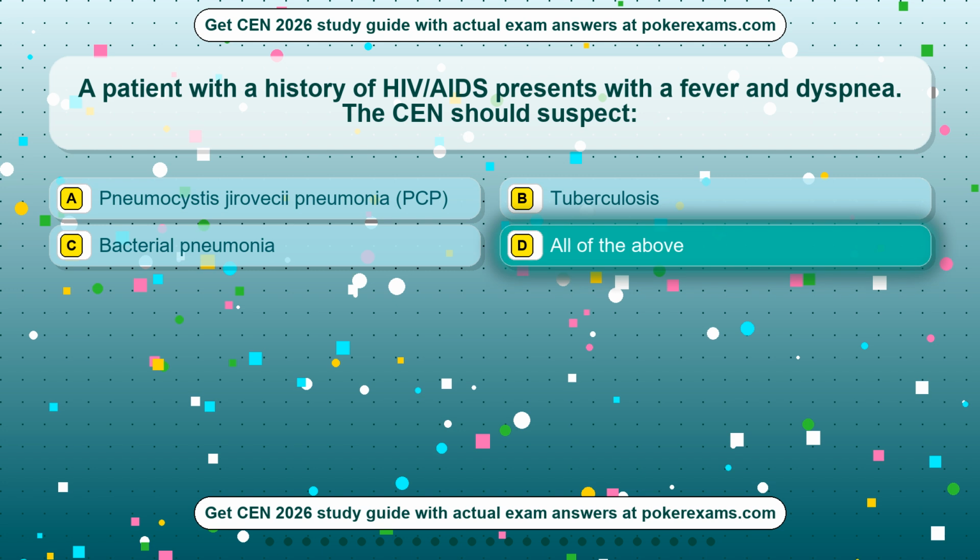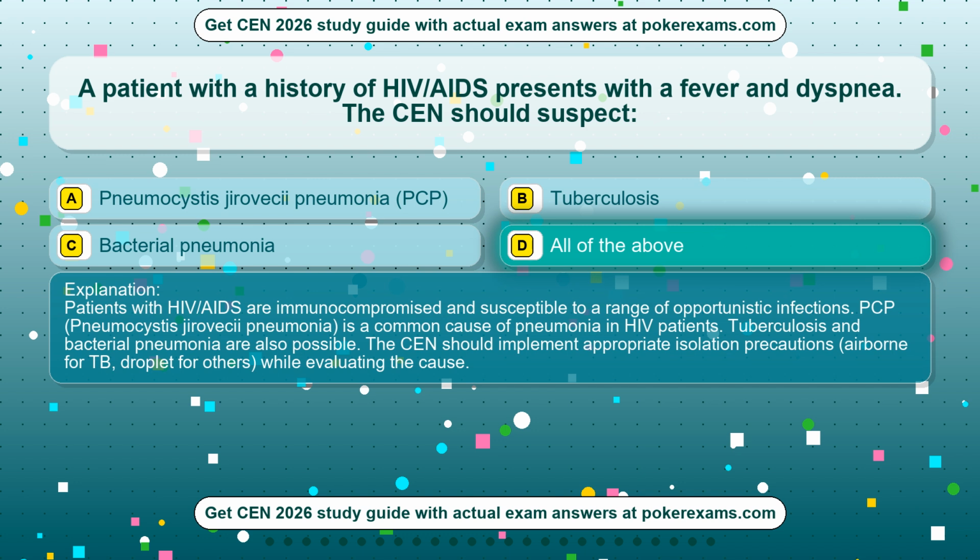All of the above. Patients with HIV/AIDS are immunocompromised and susceptible to a range of opportunistic infections. PCP, Pneumocystis jirovecii pneumonia, is a common cause of pneumonia in HIV patients. Tuberculosis and bacterial pneumonia are also possible. The CEN should implement appropriate isolation precautions, airborne for TB, droplet for others, while evaluating the cause.